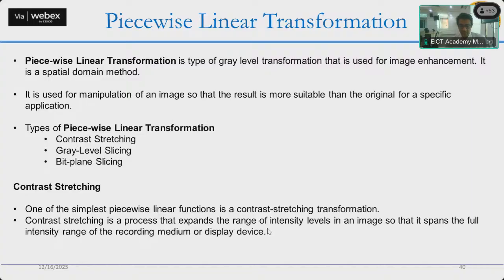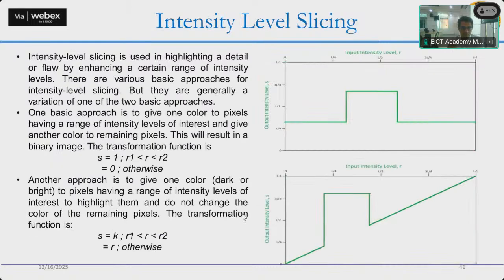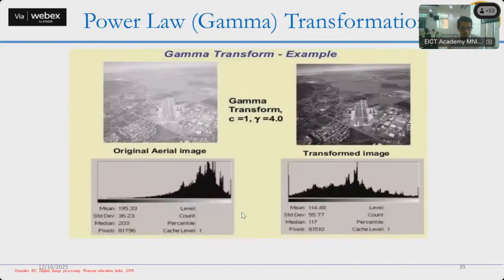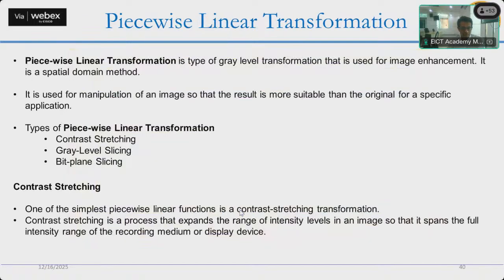Where the range of intensity is expanded so that it spans the full intensity range. So what will happen is, as you saw earlier when the values were concentrated in a narrow zone, when they are expanded into the full zone, it is far easier to see every detail of the image. See the example.